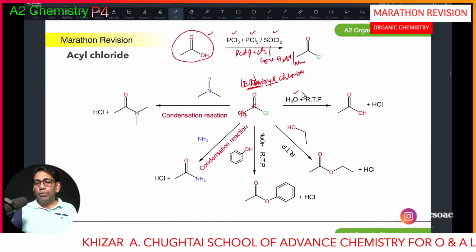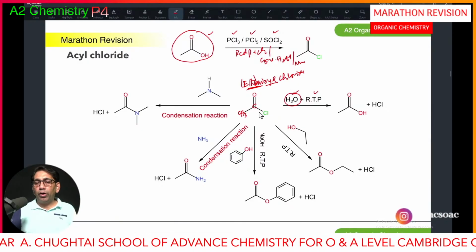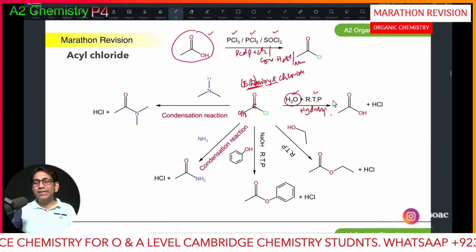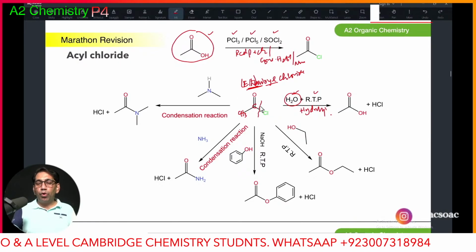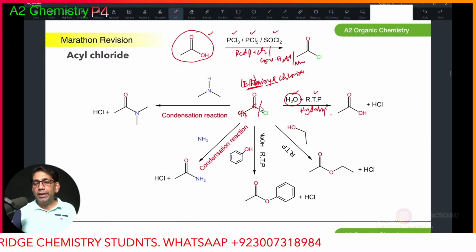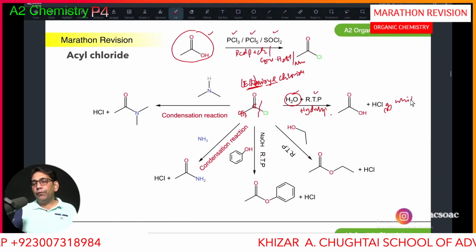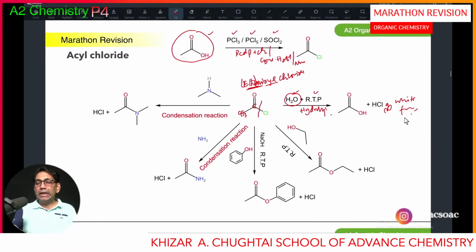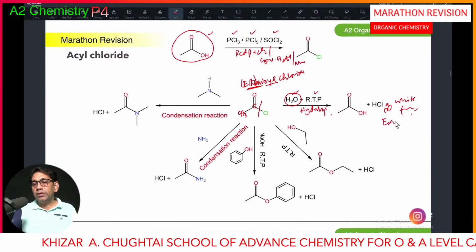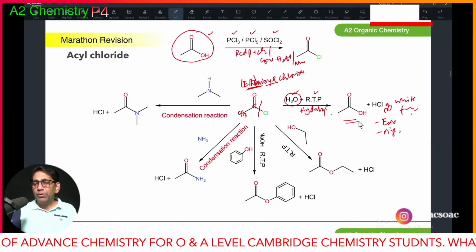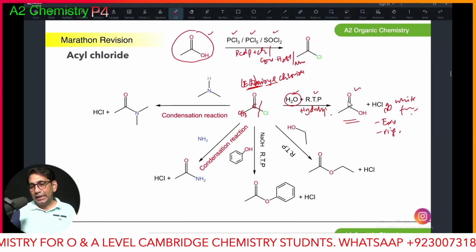If you're adding water into it at room temperature, this is called hydrolysis, and this bond is broken down immediately, rapidly, and there's formation of HCl gas, white fumes or misty fumes. Basically, this is a vigorous, exothermic reaction, and there's the formation of a carboxylic acid.